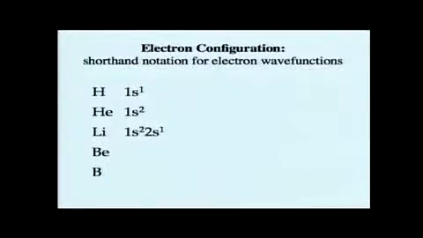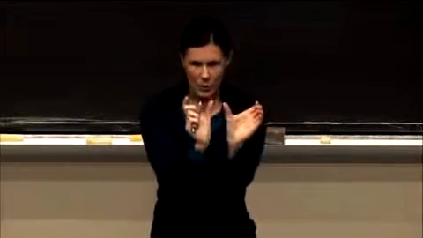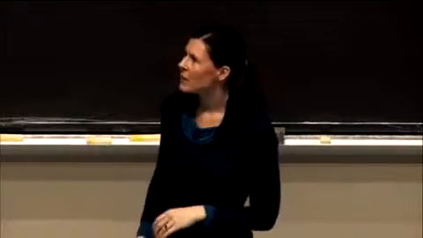And we can also write this in an even simpler form, which is what's called electron configuration. And this is just a shorthand notation for these electron wave functions. So for example, again, we see hydrogen is 1s1. Helium, we say, is 1s2 or 1s squared. So instead of writing out the 1s1 and the 1s2, we just combine it as 1s squared.